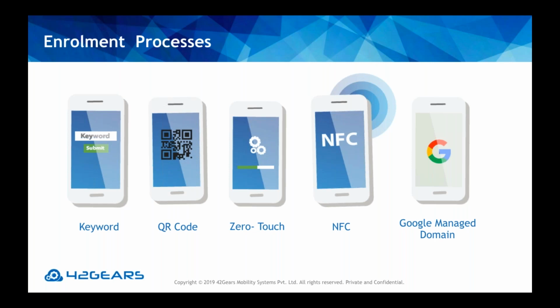For a fully managed device, also known as dedicated device or COSU, there are several ways of deployment, the most important ones being keyword provisioning, QR code provisioning, and zero-touch enrollment. All of these approaches require the device to be in factory reset mode. For keyword provisioning, you need to enter the keyword AFW hash SureMDM in the welcome screen of the device that comes after factory reset. I will demonstrate this in a short while.